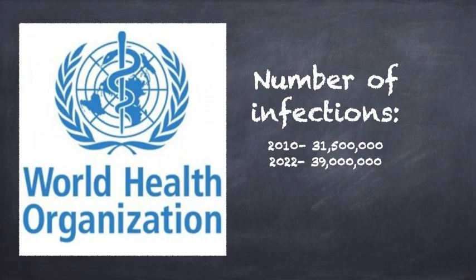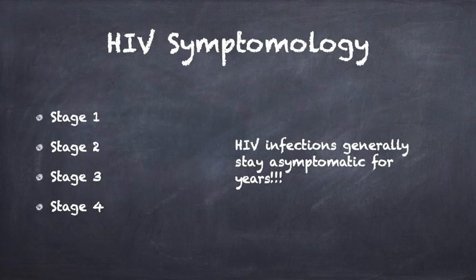So here we have the World Health Organization. According to the WHO, there was an increase in the total number of people living with HIV from 2010 to 2022. The total number infected rose from 31,500,000 to 39 million. Even with all that we've been through with the disease, we are still failing in the overall spread of the disease in countries with fewer resources.